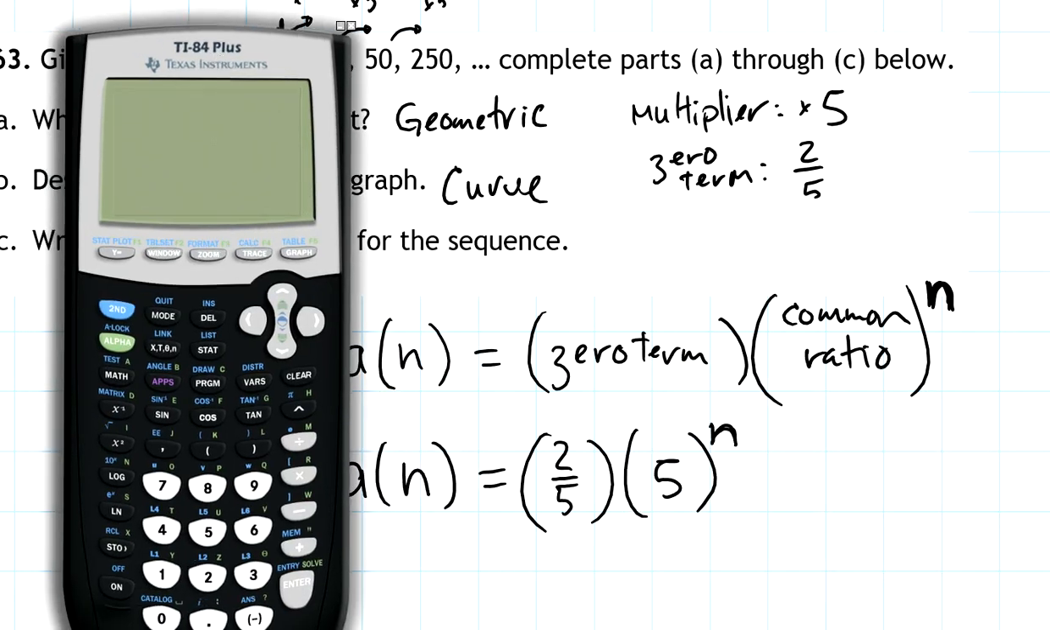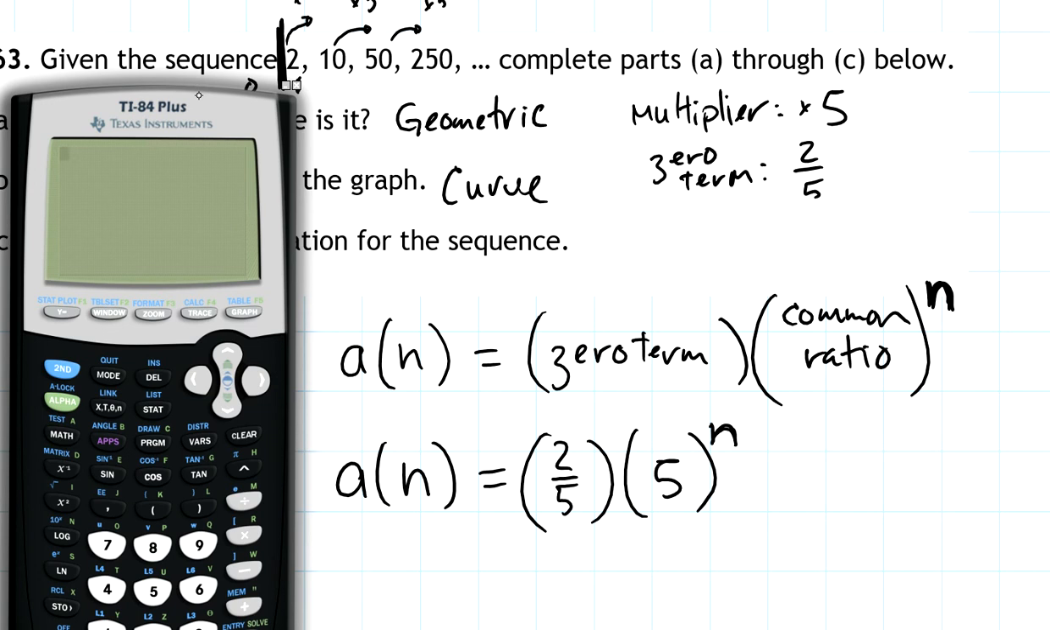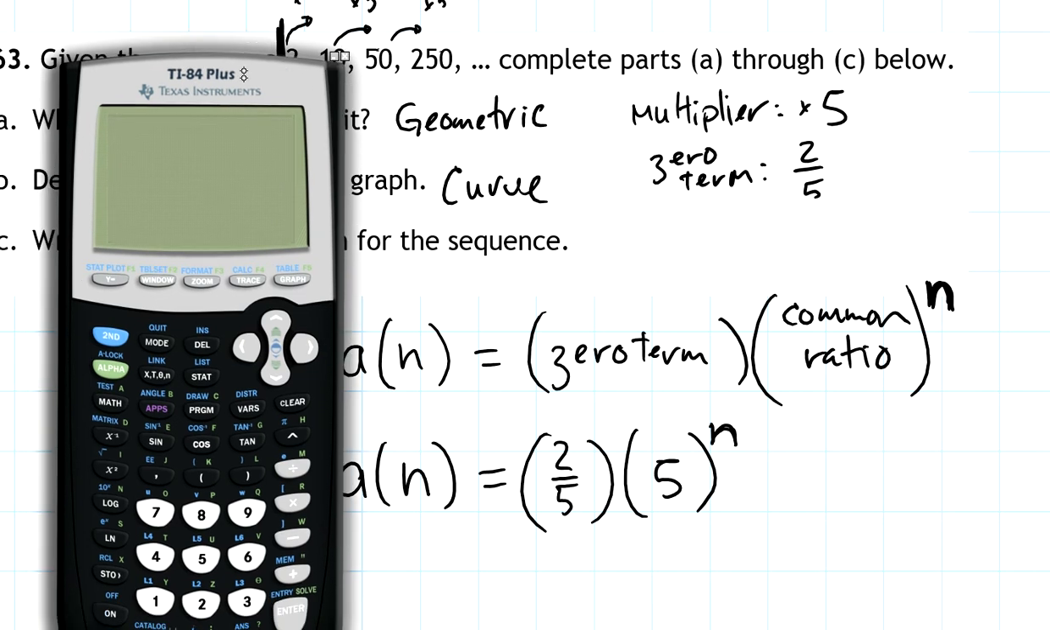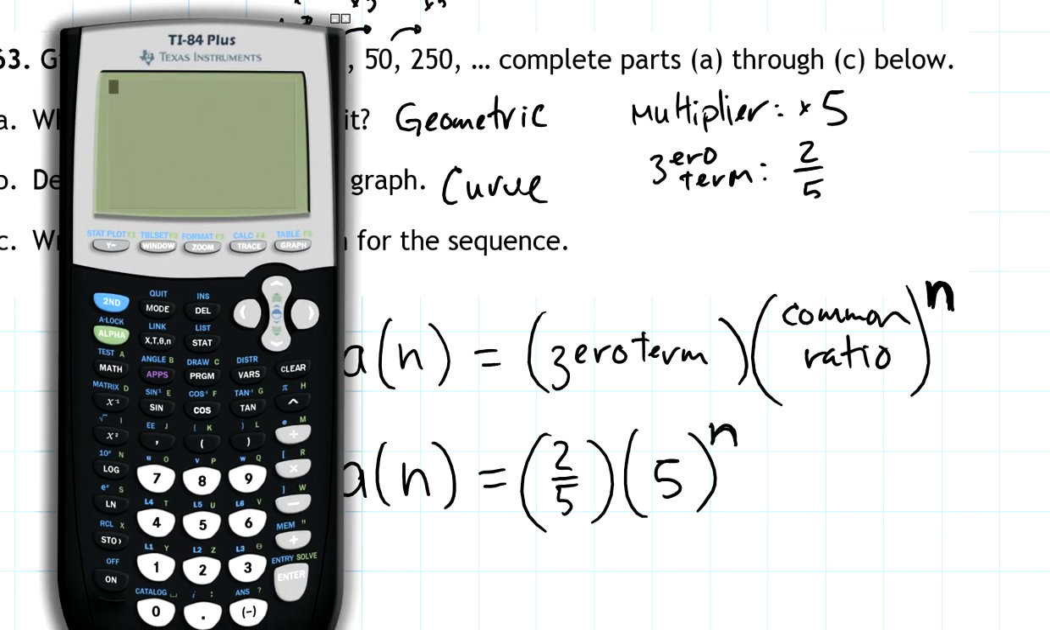So for example, if I was to check this with this calculator, if I want to know what the fourth term is, 1, 2, 3, 4, I can see the fourth term is 250, but just as a check, I'm going to take 2/5, and I'll use parentheses actually. So open parentheses, 2 divided by 5, close the parentheses. And then I'm going to multiply that by open parentheses, I'll put 5 in there, and I'll just raise that to the power of 4. And you can see as soon as I do that, it tells me the fourth term is 250.